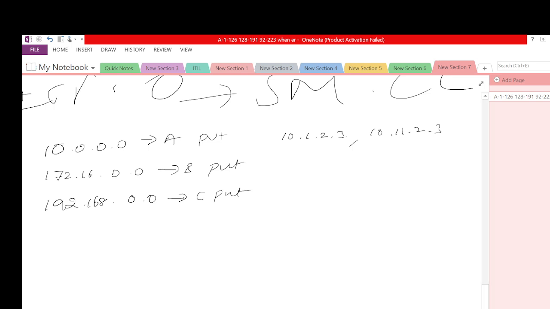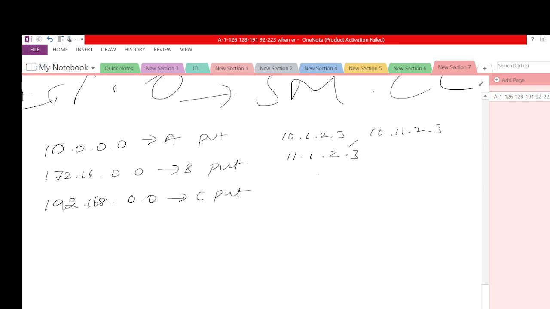So if, instead of 10, I write 11.1.2.3, is it a private IP or public IP? Public. It's a public IP because 11 nowhere comes in my list. Correct? Chandu? Yes, sir. Clear? This one, private and public. Yes, clear, sir.